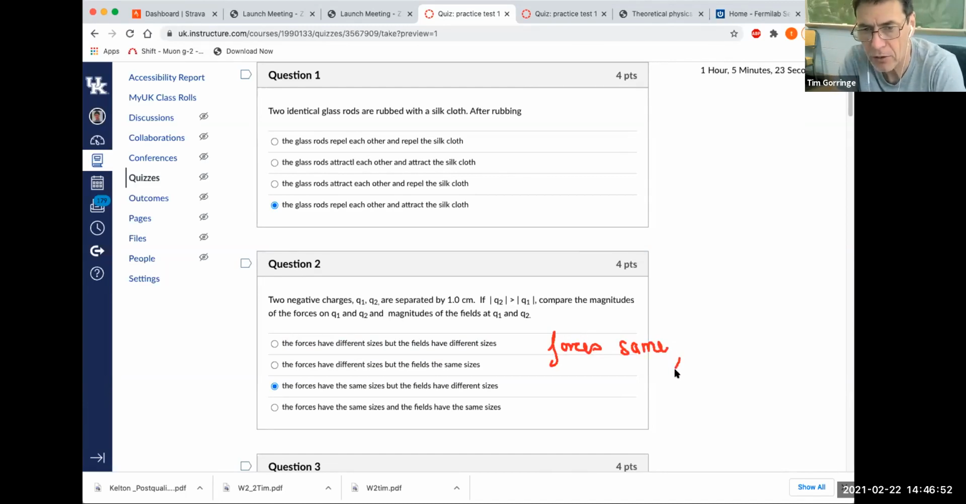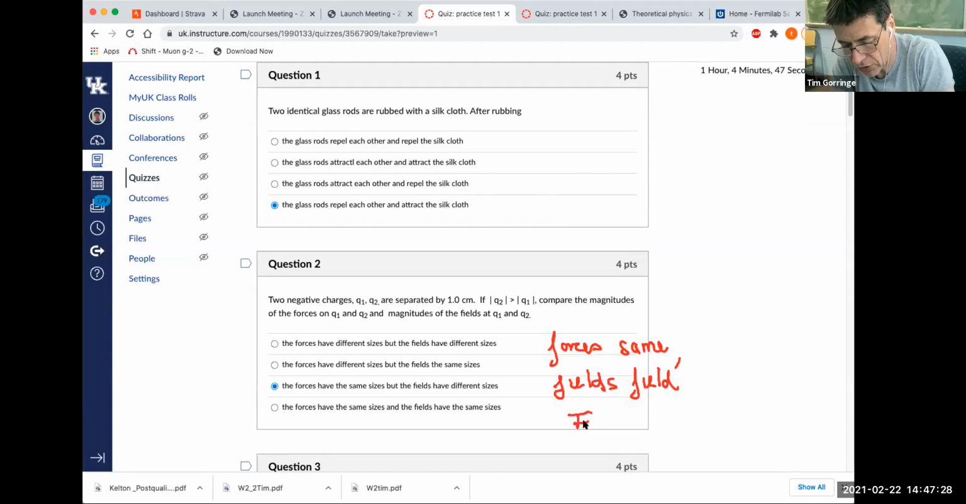What about the fields? The fields are going to be different. So the field of charge number 1, which is the smaller of the charges, will be smaller because it's a smaller amount of charge, creating that field at the location of the second charge. The field of charge number 2, that's going to be larger. It's a larger field at the location of the first charge. And so the fields are different. So although the forces are the same, the fields are different and the charges are the same.